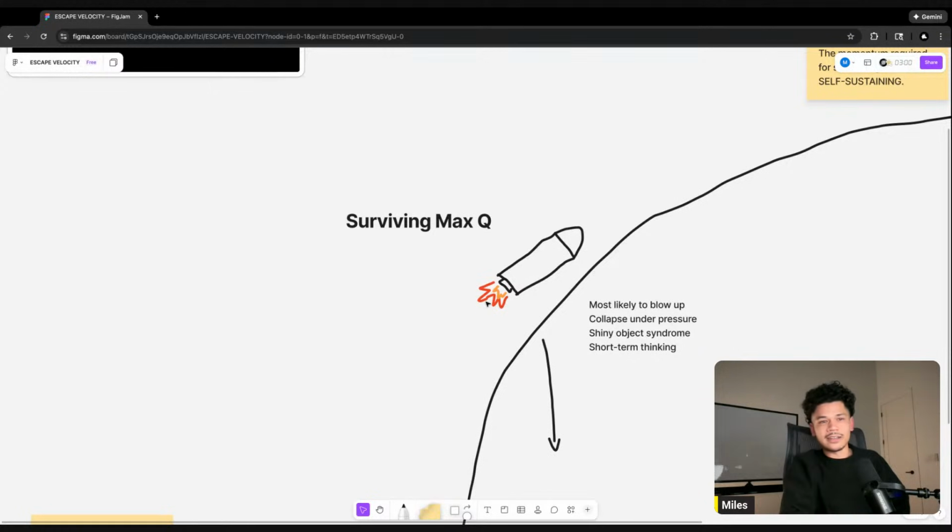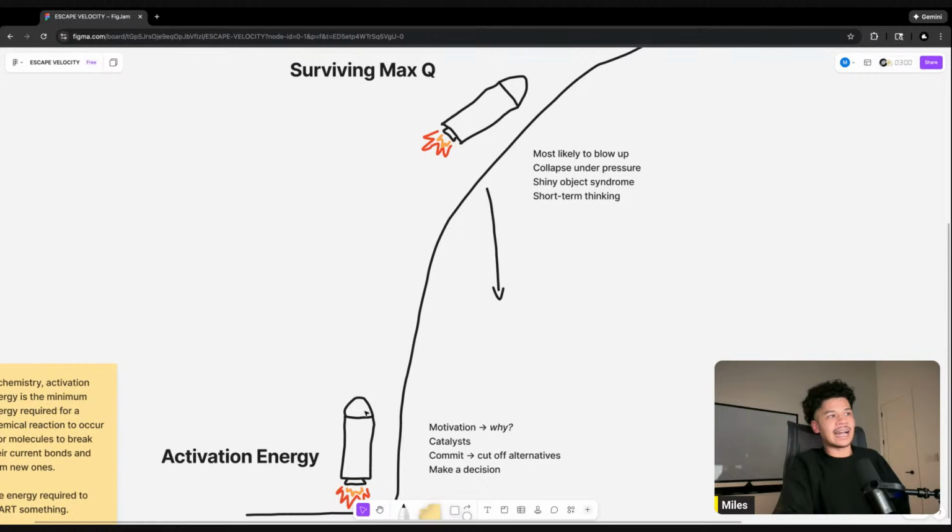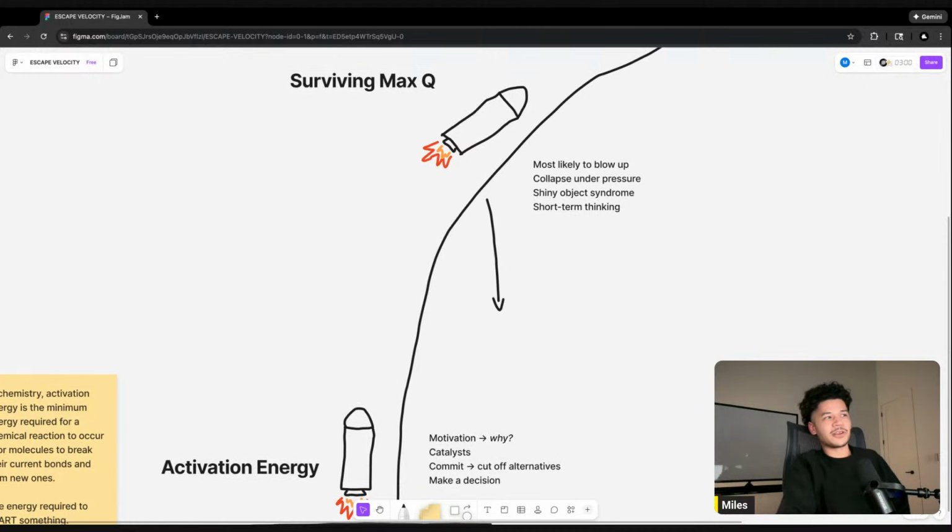Because if you're not, your brain is going to play these tricks on you, and it's going to cause your rocket to come crashing back down. And then you're going to have to restart again, probably with a different rocket and a different workout plan and a different recipe, and it's all going to happen again. That's the trap, that cycle that so many people get stuck in. They never get past max Q.